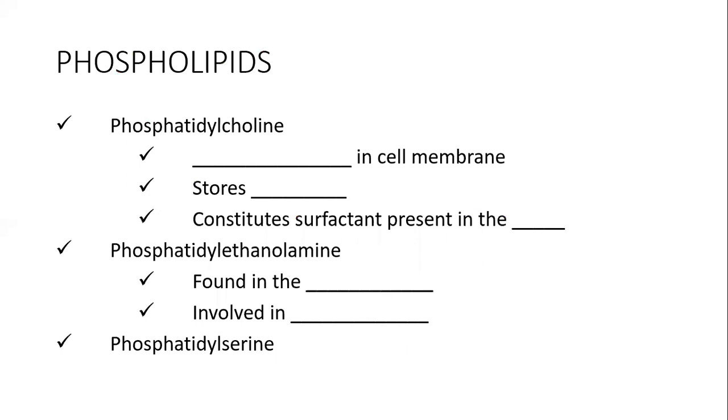So let us now proceed with the examples or different types of glycerophospholipids, starting with phosphatidylcholine. So class phosphatidylcholine, this is more commonly known as lecithin. So take note class that lecithin or phosphatidylcholine serve as the most abundant phospholipid in the cell membrane. Lecithin is the most abundant phospholipid in the cell membrane.